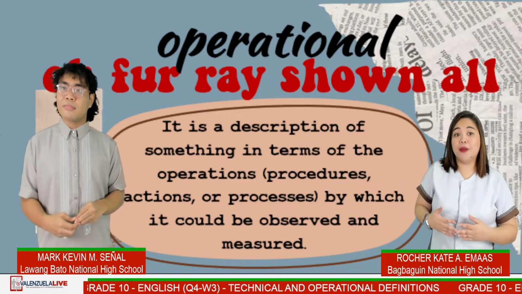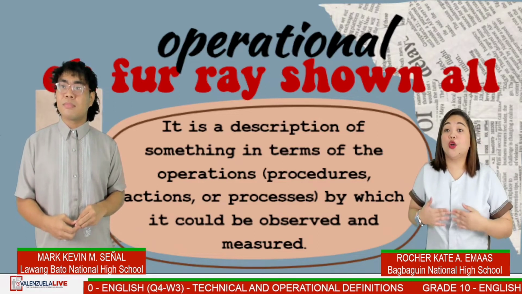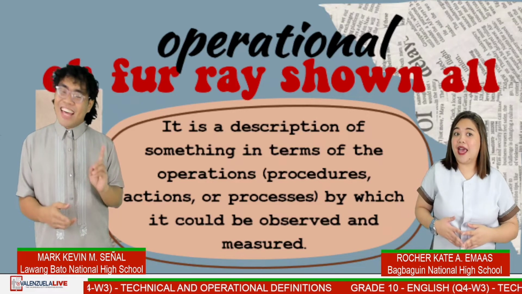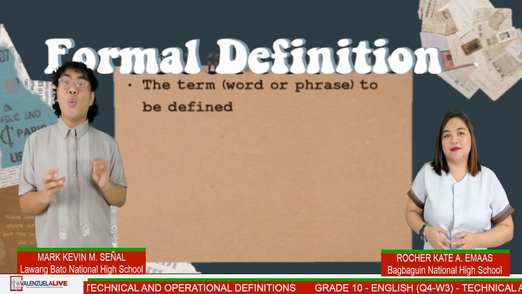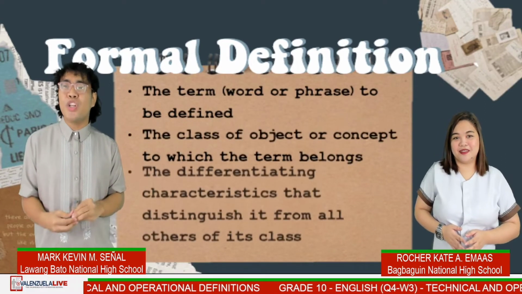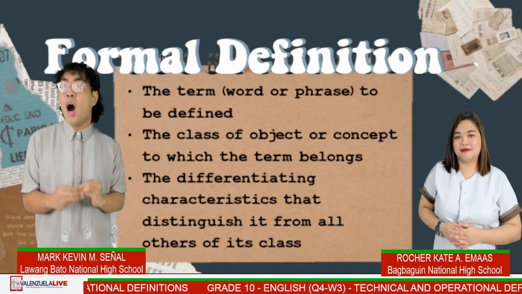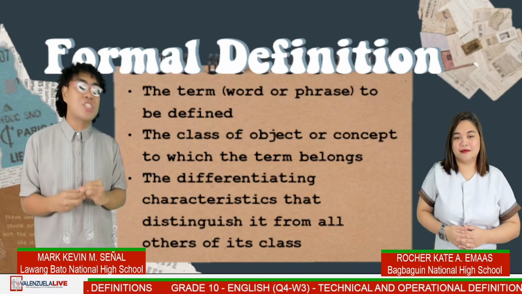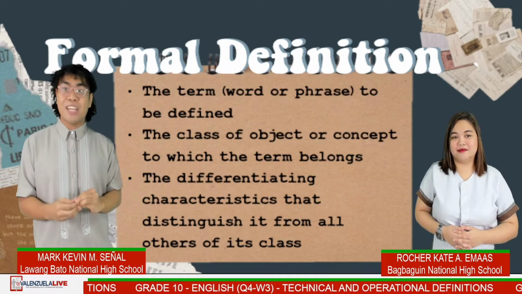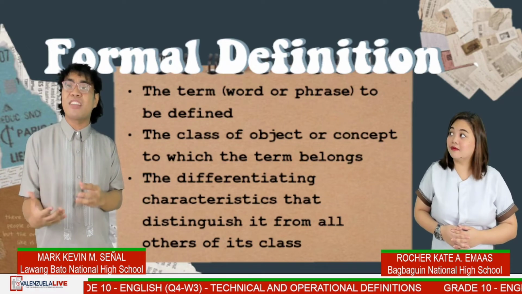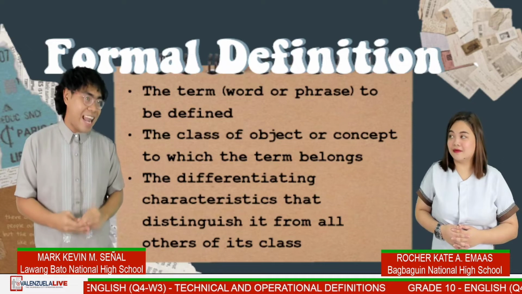But to formally define a word or group of words, we actually use a certain format. That is true, Miss Kate. We usually begin with the word or phrase to be defined, followed by the class or object or concept to which the term belongs. And lastly, by differentiating characteristics that distinguish it from all others of its class.